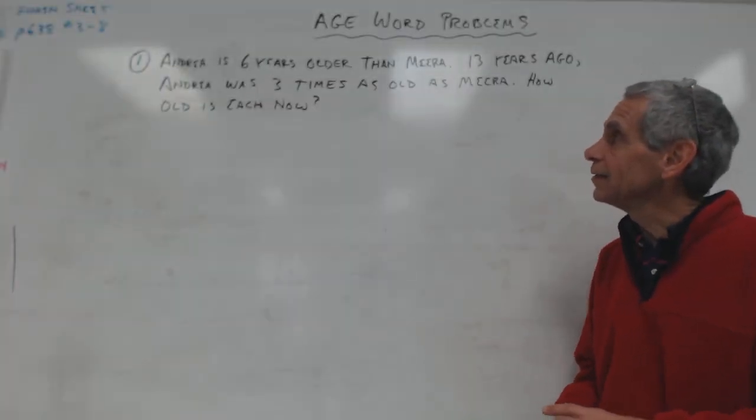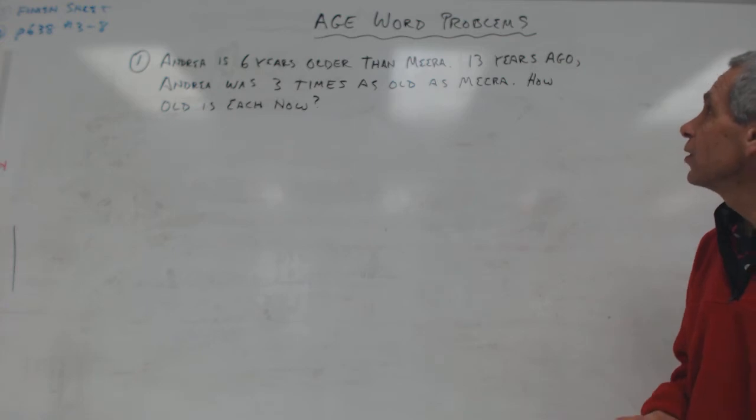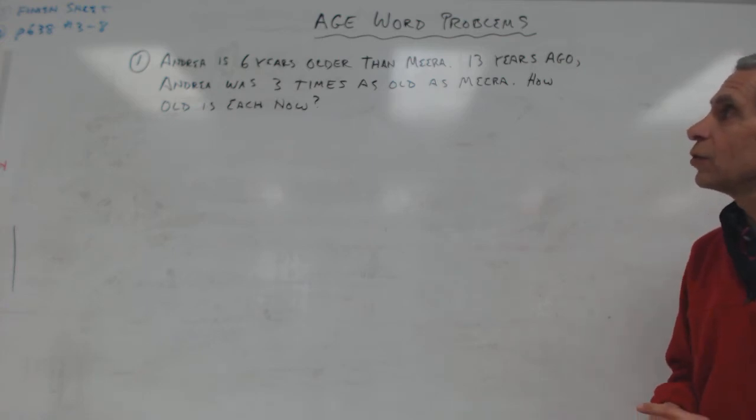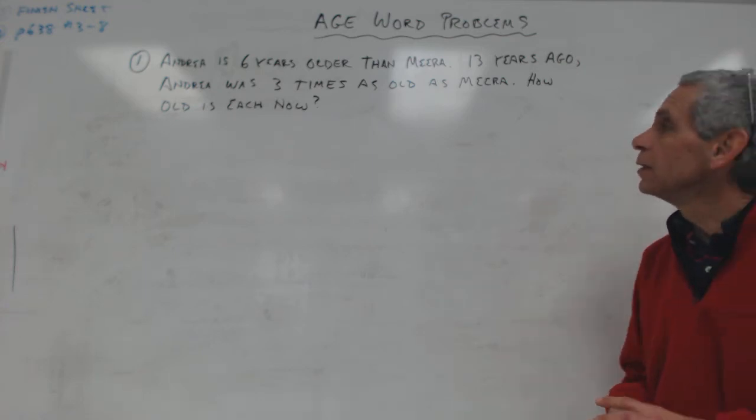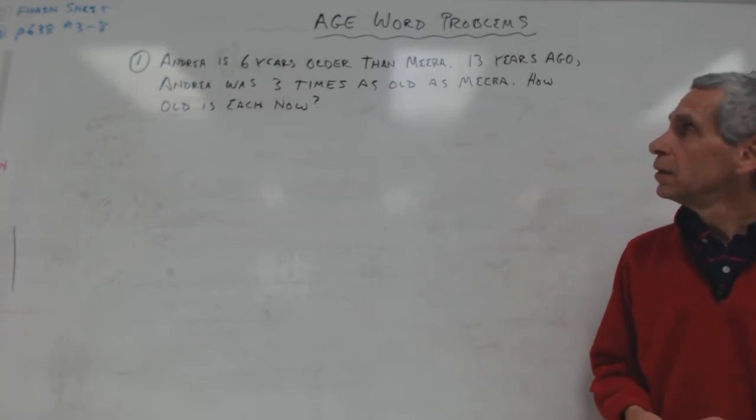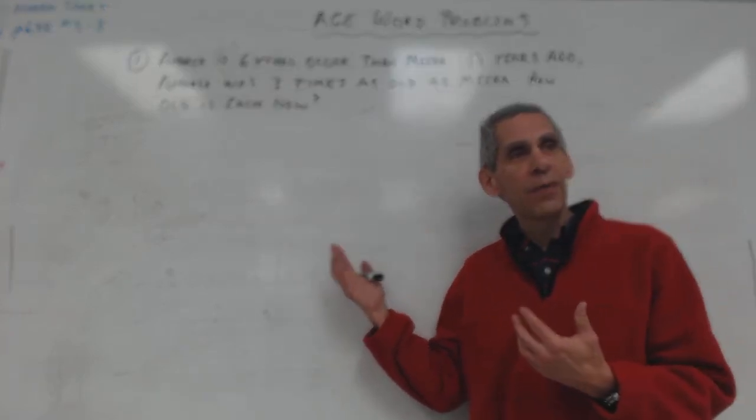So first of all, I'll just read the problem. It says, Andrea is 6 years older than Mira. 13 years ago, Andrea was 3 times as old as Mira. How old is each now?